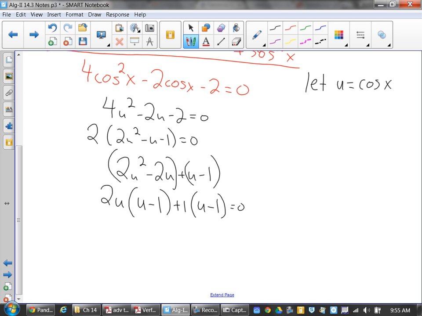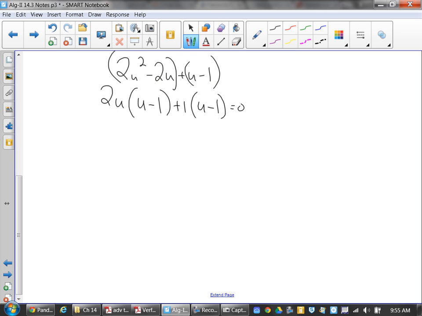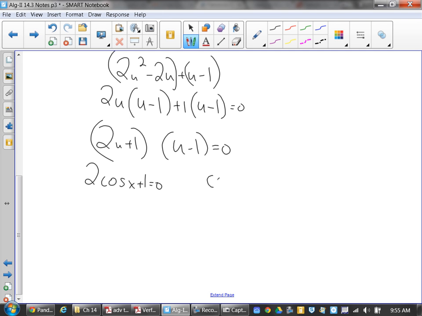So do you mind if I slide this up some? Are we okay? I don't know if everybody's caught up. Yeah, we're okay. All right. So when you bring that up, then you have 2u plus 1 and u minus 1 equals 0. So now that you have your 2 separate terms set equal to 0, go ahead and put back in your cosine value and solve. 2 cosine of x plus 1 equals 0. Then the other one is just cosine of x minus 1 equals 0.